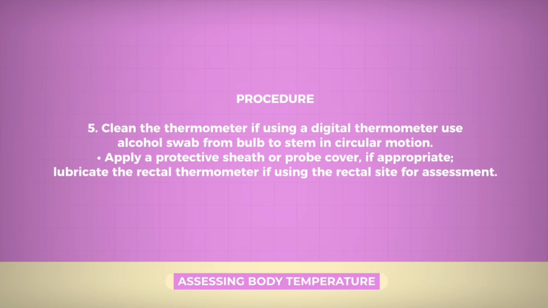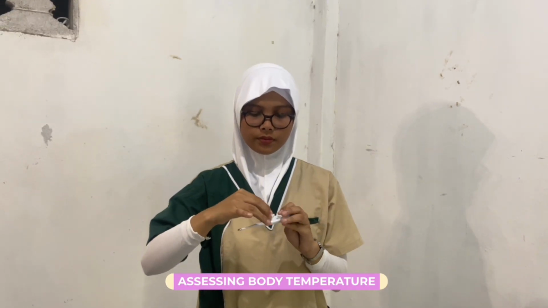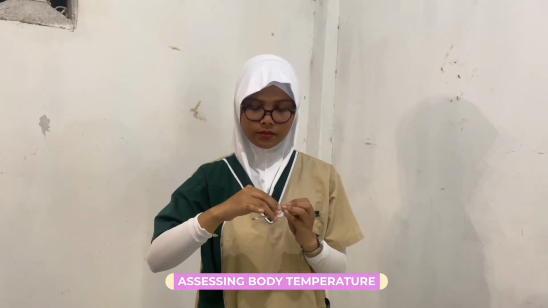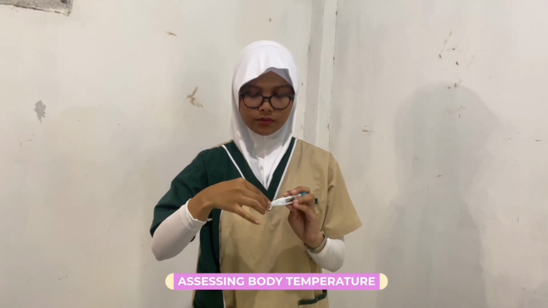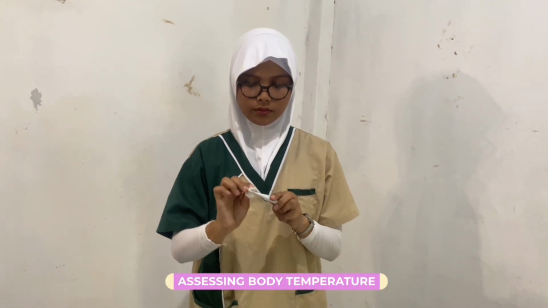Okay. Clean the thermometer using an alcohol swab from stem to bulb in circular motion. Apply a protective sheath or cover and lubricate the rectal thermometer if used. Cleaning the thermometer prevents cross-contamination. Using a probe cover maintains infection control, while lubrication reduces friction and prevents discomfort or injury during rectal insertion.